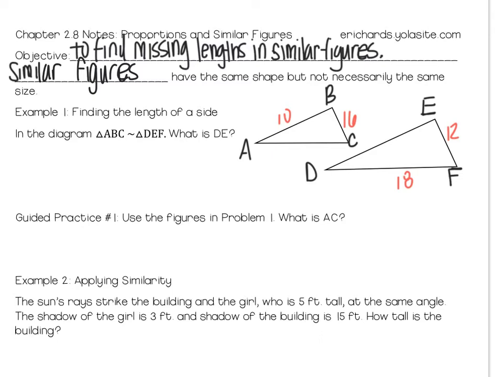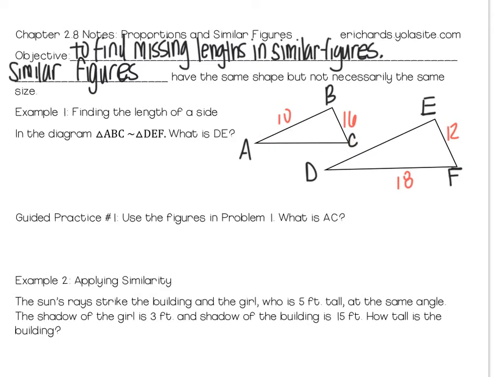So for example 1, they have to tell you that the figures are similar, and that's what this symbol means, that this triangle is similar to this one. And that's pretty much telling you that the side lengths are proportional, so corresponding side lengths are proportional. They ask you for DE, so they want to know this side here. So I can use the proportion 10 over 16 is equal to x over 12.